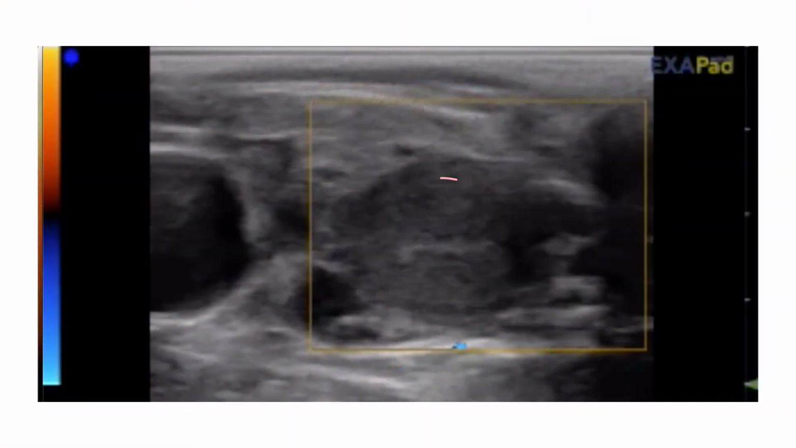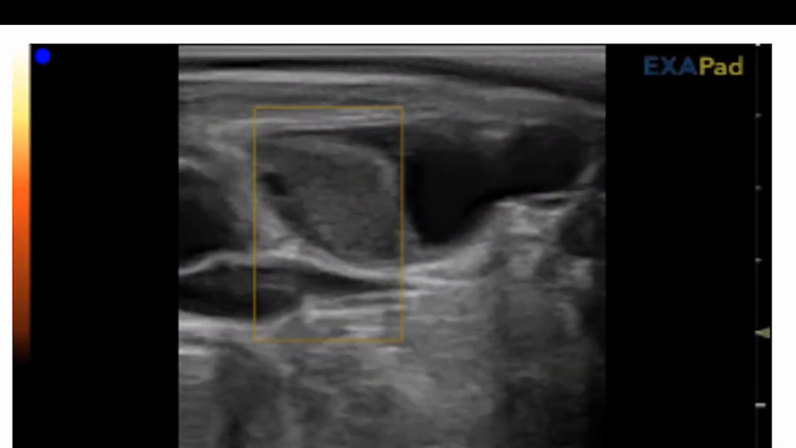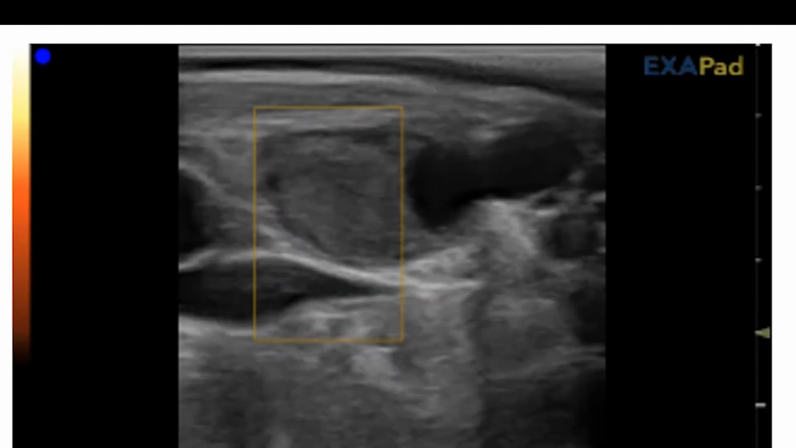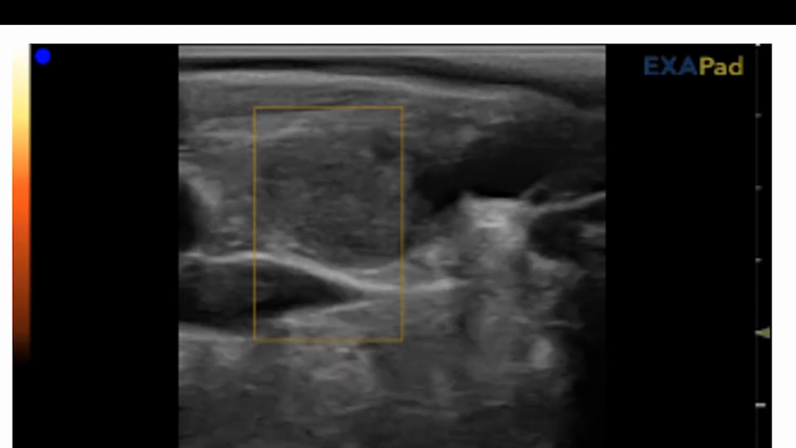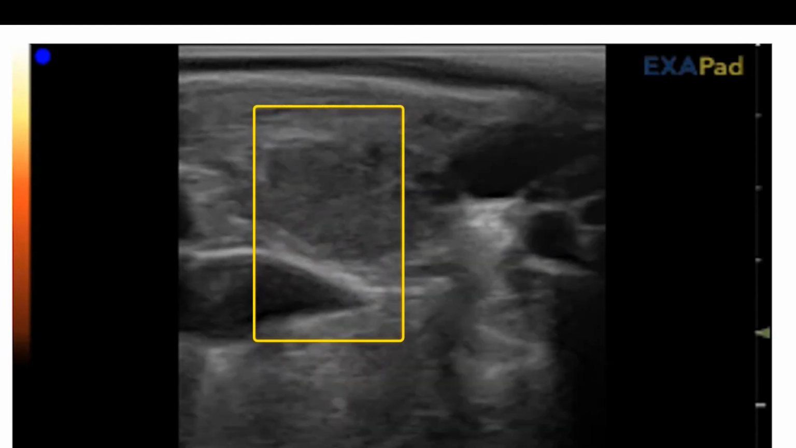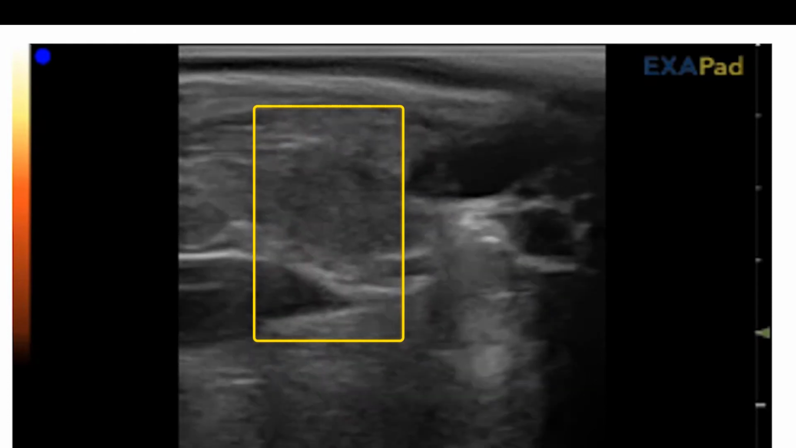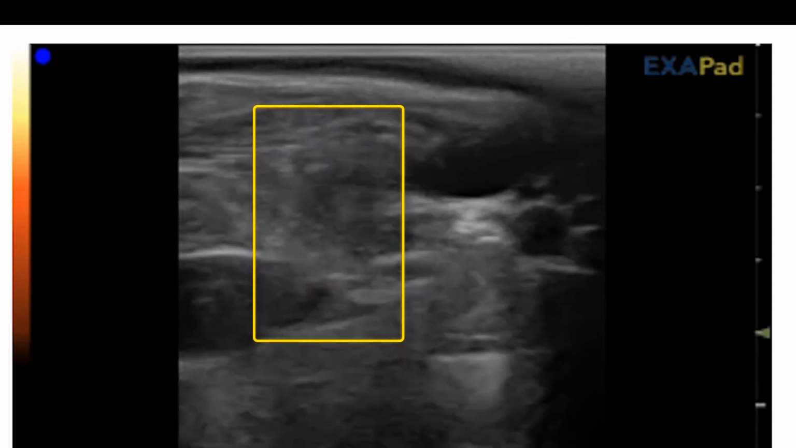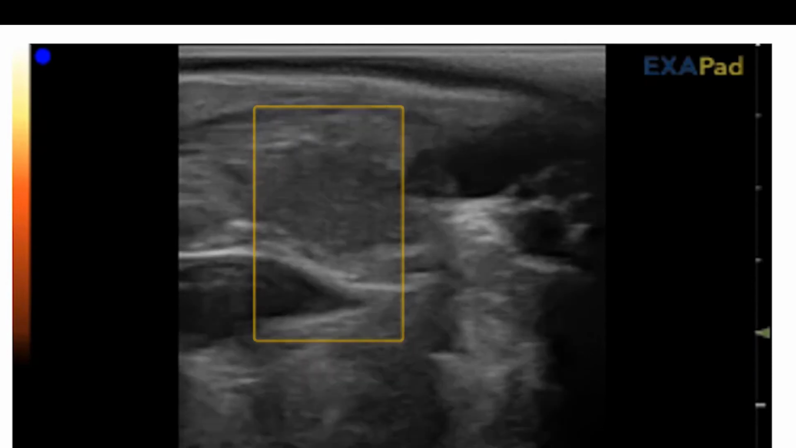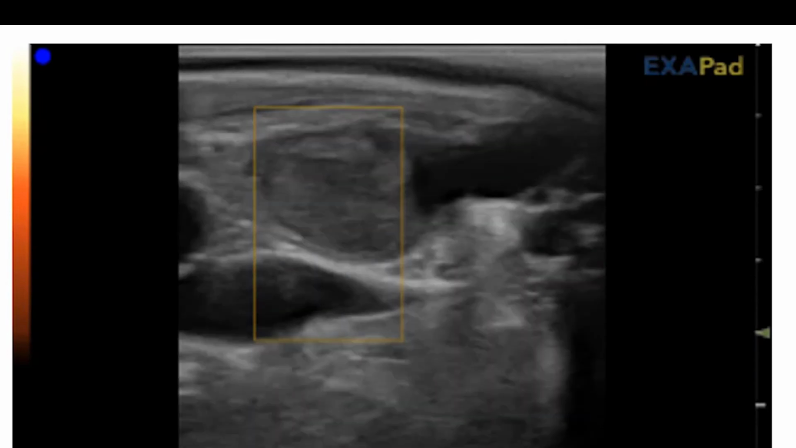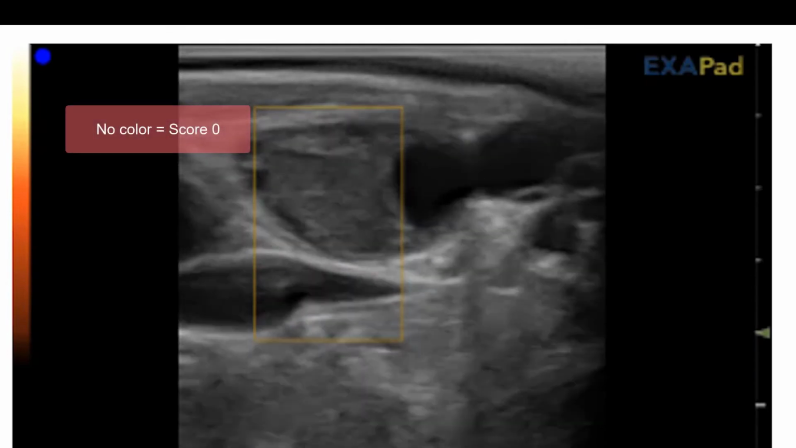As you know, the corpus luteum is a hypoechoic spherical structure. Once you've identified the CL, you can evaluate the blood flow. When the color flow Doppler mode is on, a yellow square will appear on your screen, and the CL can be classified according to the proportion of the CL where the blood flow can be visualized. In this case, there is no color in the CL, and a score of 0 is given.